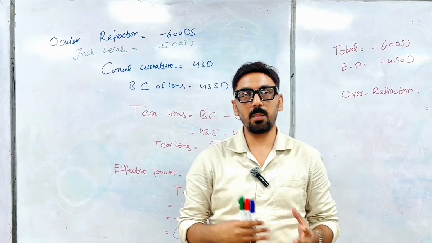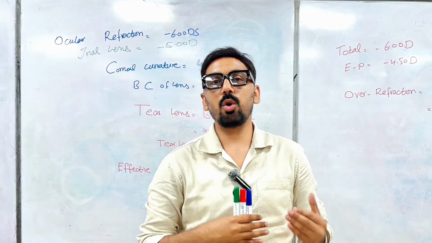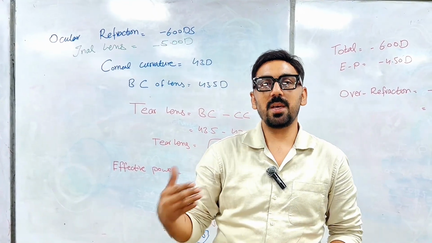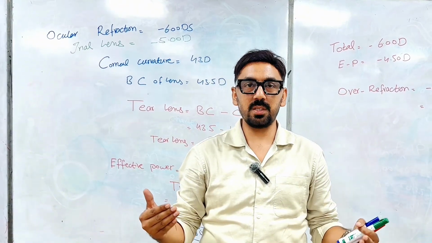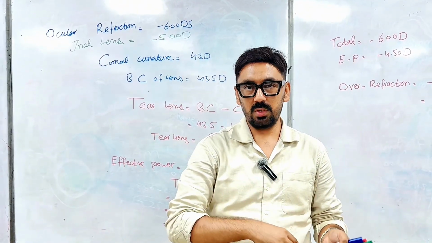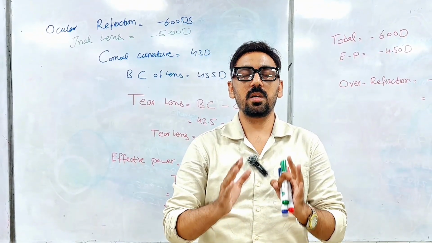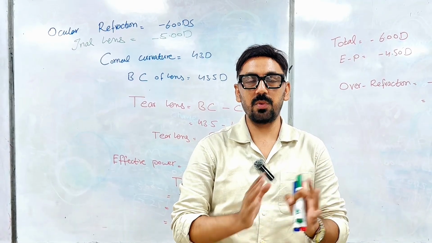Now let's discuss a very important phenomenon called over-refraction. You give the best total diameter, you give the best base curve, you perform the fluorescein patterns, and you give the best fitting to the patient, the best fitting of the RGP lens.